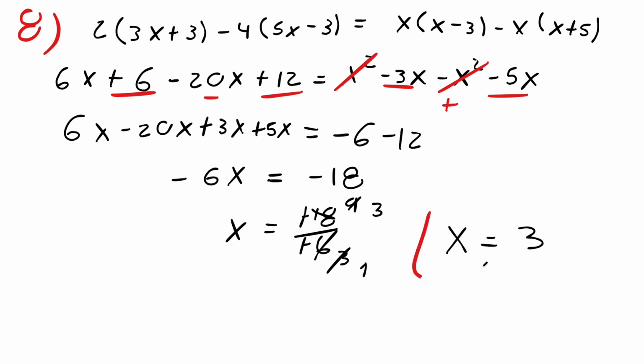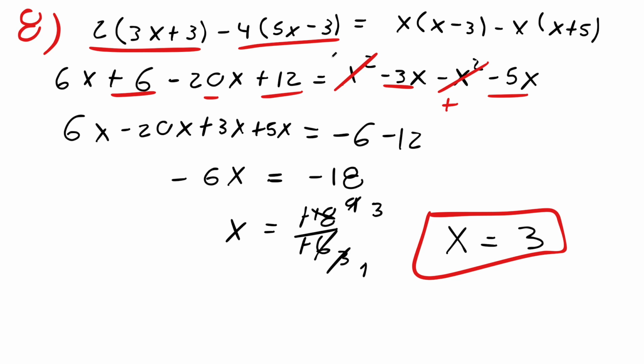You can verify it. But verify it how? Well, you put the 3 in every single one of the variables. So it would be 2 times 3 times 3 plus 3 minus 4 times 5 times 3 minus 3, and so on. What happens? That this number must be equal to the number you get on the right side. So the left side is equal to the right side, always. If it isn't, then, well, you got it wrong.